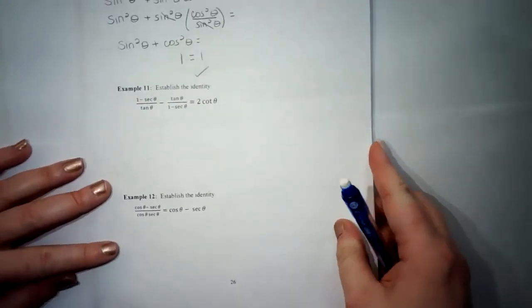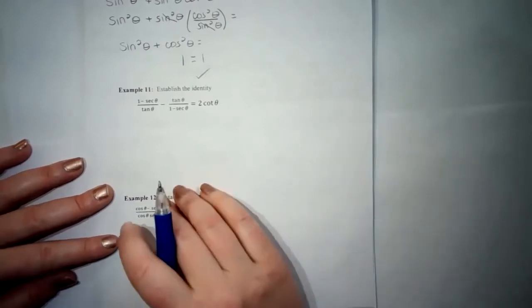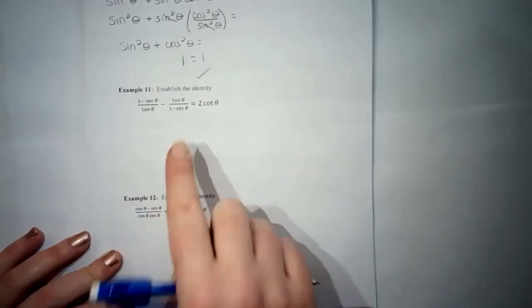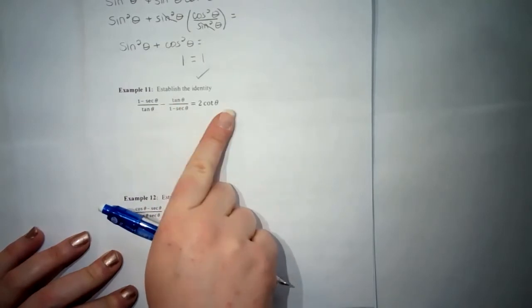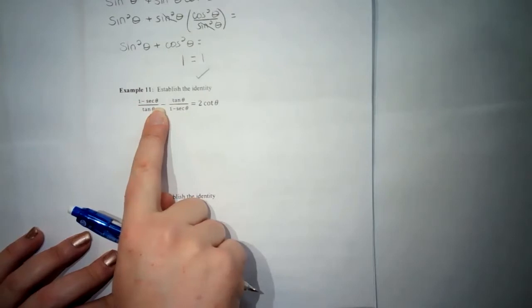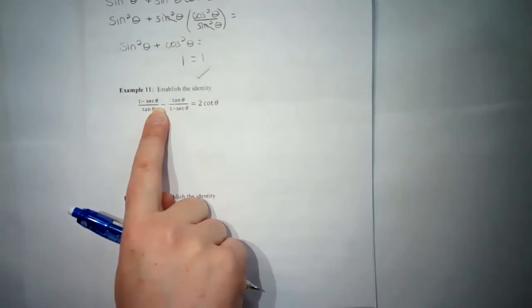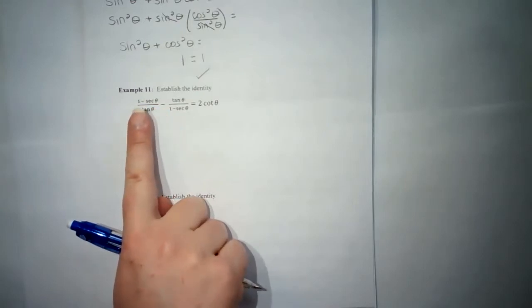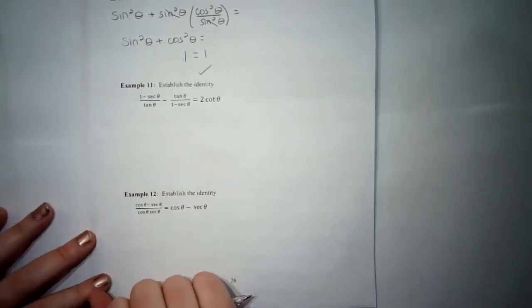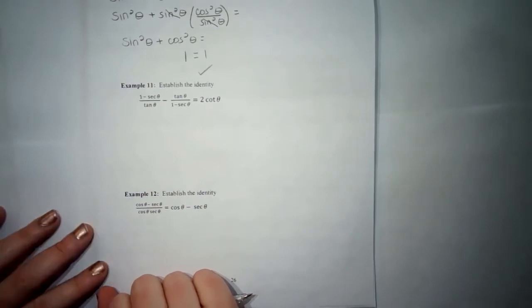Scoot up now. All right, now this one, again, establish the identity. We're going to start on the left, but hopefully you see it's pretty clear that this is the more complicated side. Does that make sense? Because it's got more happening. It's got a numerator and a denominator, so it's fractions. It's got 2 terms, so it's definitely more complicated than 2 cotangent theta. All right, well, what in the world am I going to do here? I've got secant and I've got tangent.